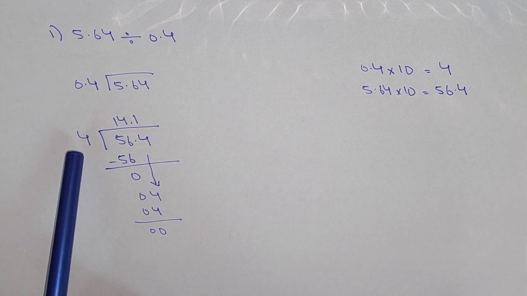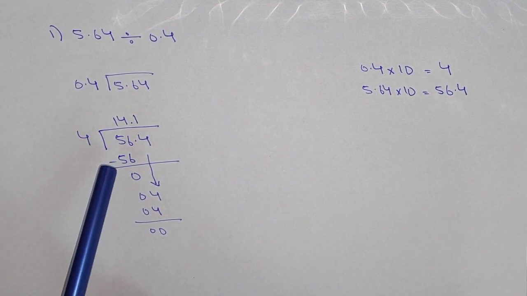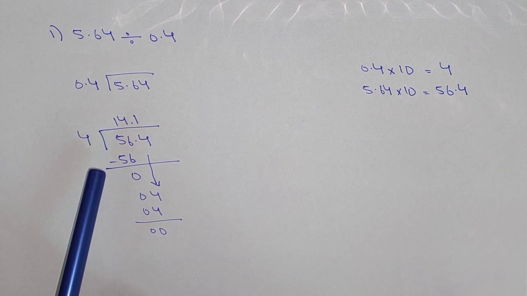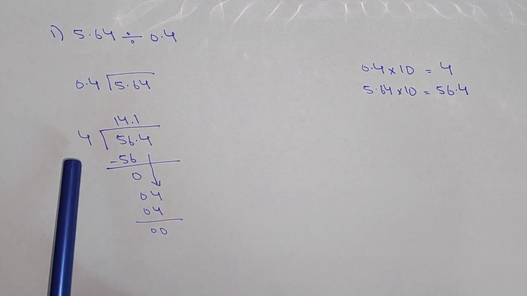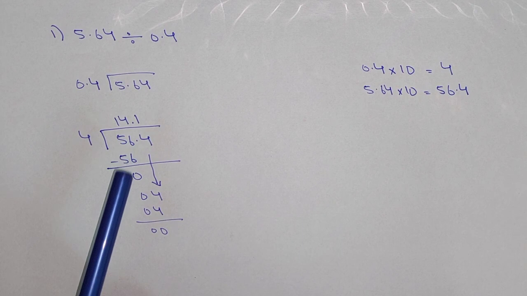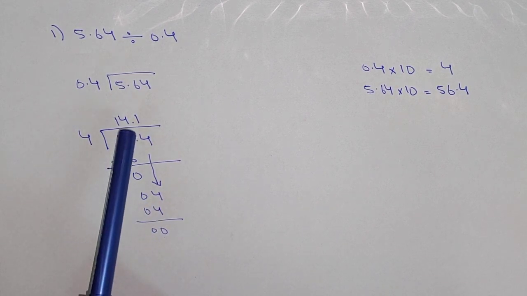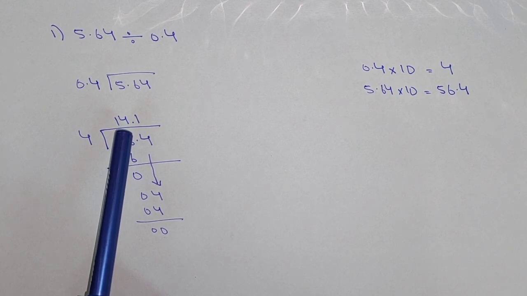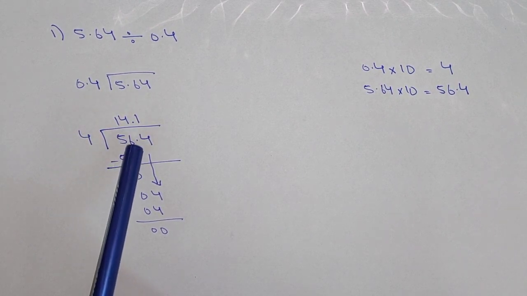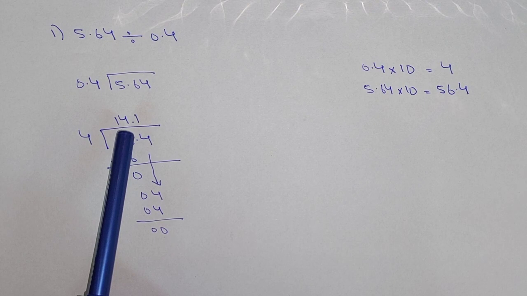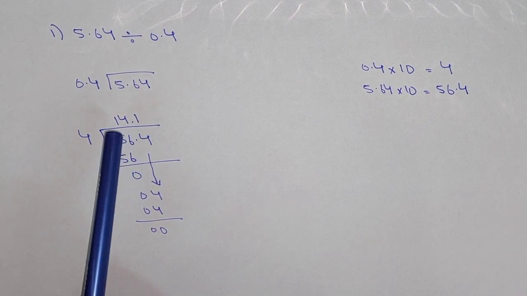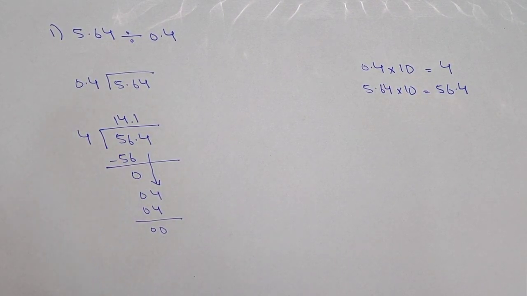So 4 multiplied by 14 will be 56. So 56 minus 56 will be 0. We multiply 4 by 1, that will be 4. So we will place the decimal point over here, because we are doing the multiplication after the decimal. So that's why we will place the decimal over here. So 14.1 will be the answer.